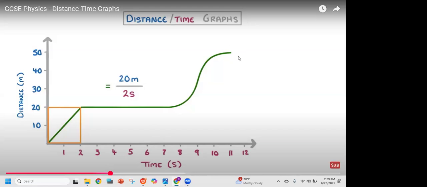What does that mean? Yeah, which is deceleration. The opposite of acceleration is known as deceleration. Is that clear? All right.